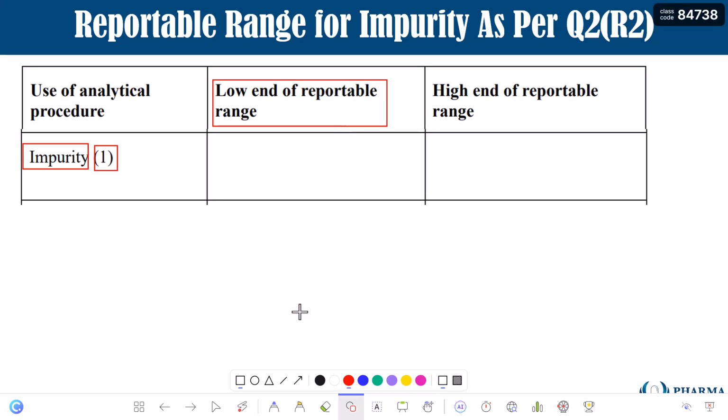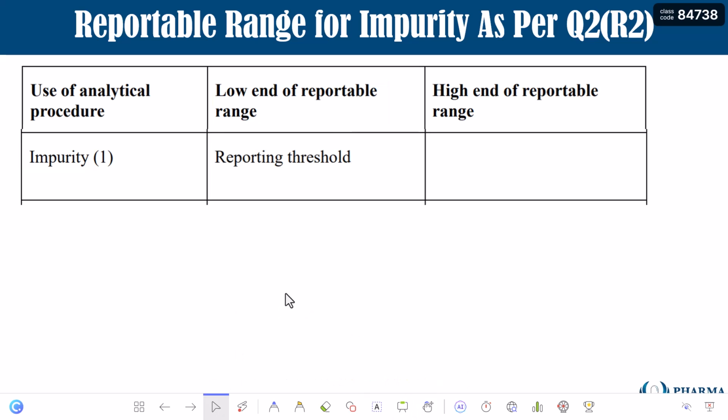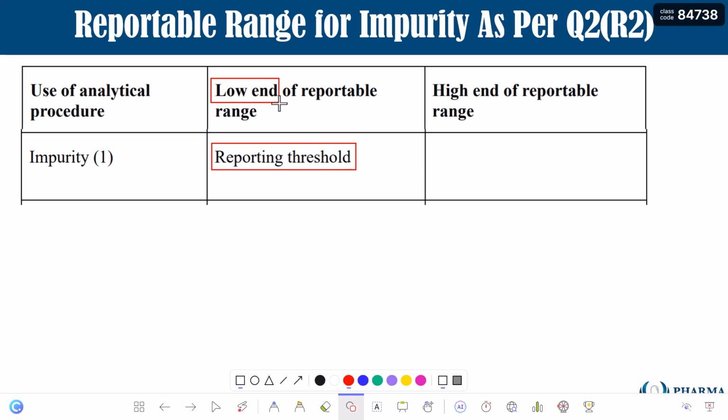So what is the guidance provided by ICH guideline Q2(R2)? The guidance says that you can consider a reporting threshold to define the low end of the reportable range study. Where will you find the reference for a reporting threshold? The reporting threshold can be understood in two different ways. Let us first understand the definition of reporting threshold.